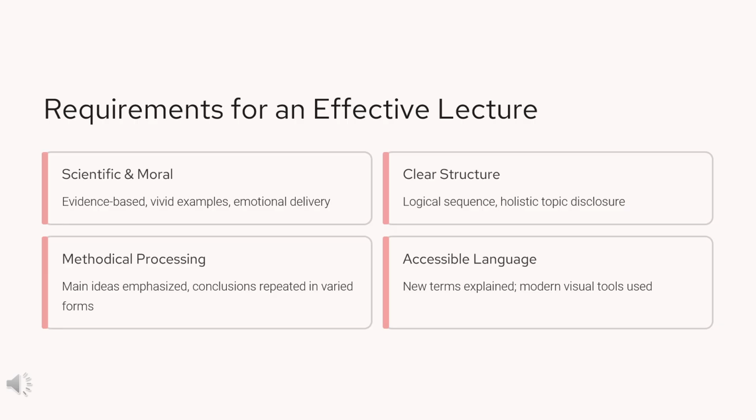The next slide formulates the main requirements of an effective lecture. It should be scientific and morally grounded, making use of evidence-based content, vivid examples, and emotionally convincing delivery. It should possess a clear structure in which the topic is presented logically and as a coherent whole. It must also be methodically processed, meaning that the main ideas are emphasized and conclusions are repeated in varied forms. Finally, it should use accessible language with new terms explained and supported by modern visual tools. Accordingly, an effective lecture depends not only on the lecturer's knowledge, but also on the methodological quality of presentation.